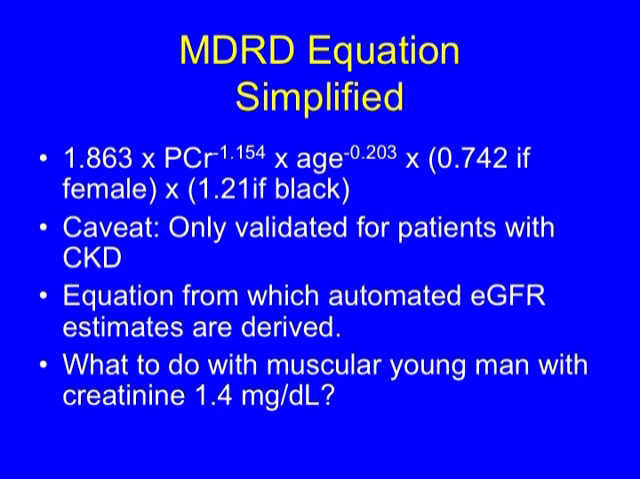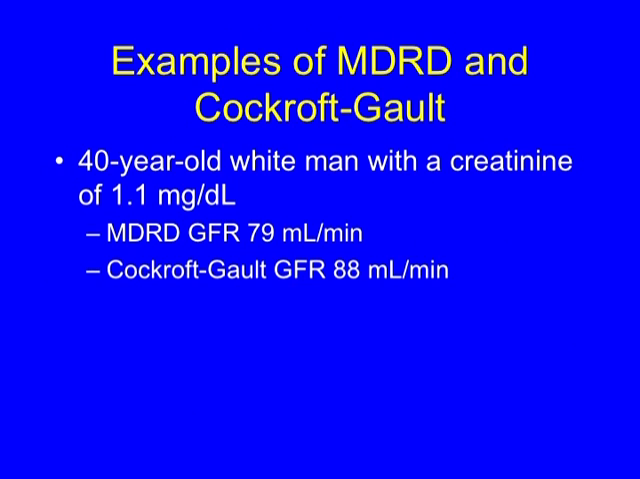So one of the questions that often comes up is, what do you do with a muscular young man who has a creatinine of 1.4? Because if you plug the numbers into the MDRD equation, it may give you a false estimate that the patient has chronic kidney disease. For example, take the 40-year-old white man, with the urine volume and urine creatinine that I gave you: his creatinine clearance was 111 mL per minute, whereas by the MDRD equation his GFR is 79, and by the Cockcroft-Gault equation the GFR is about 88 mLs per minute.